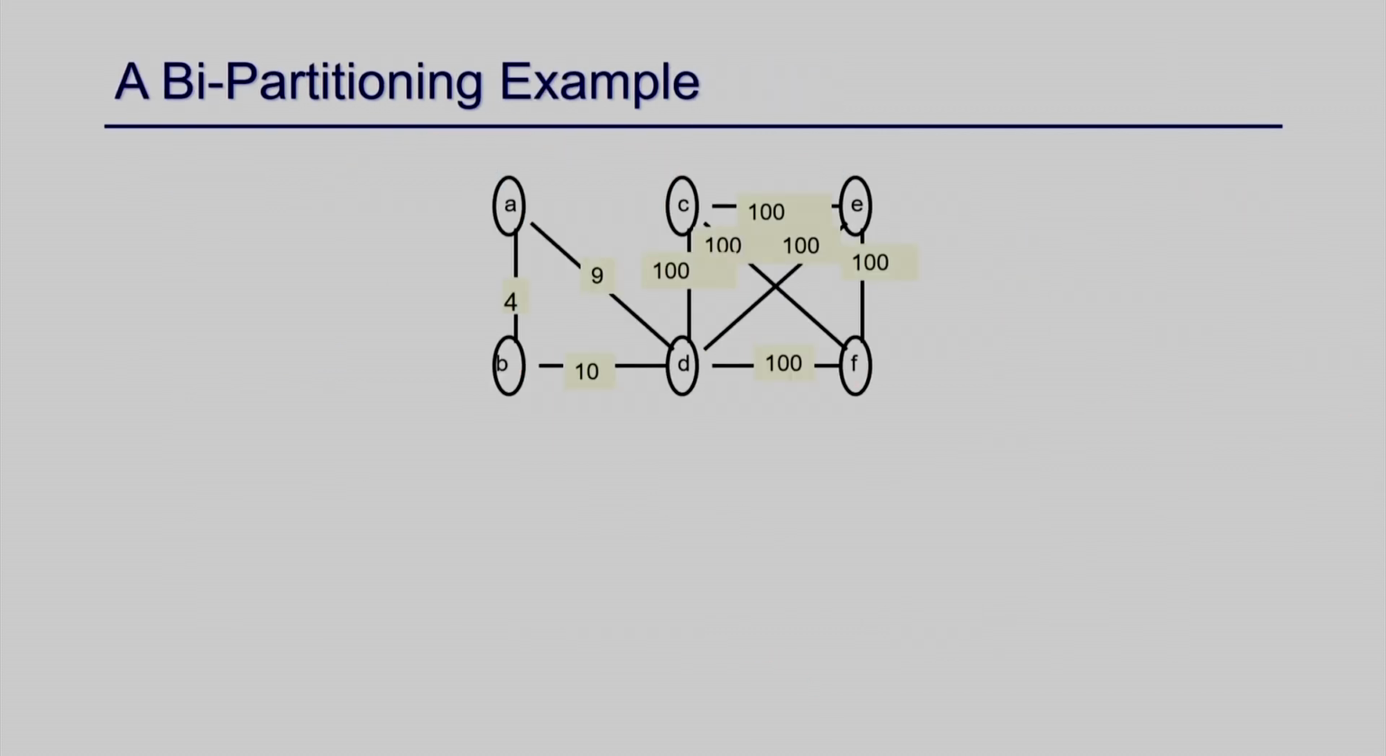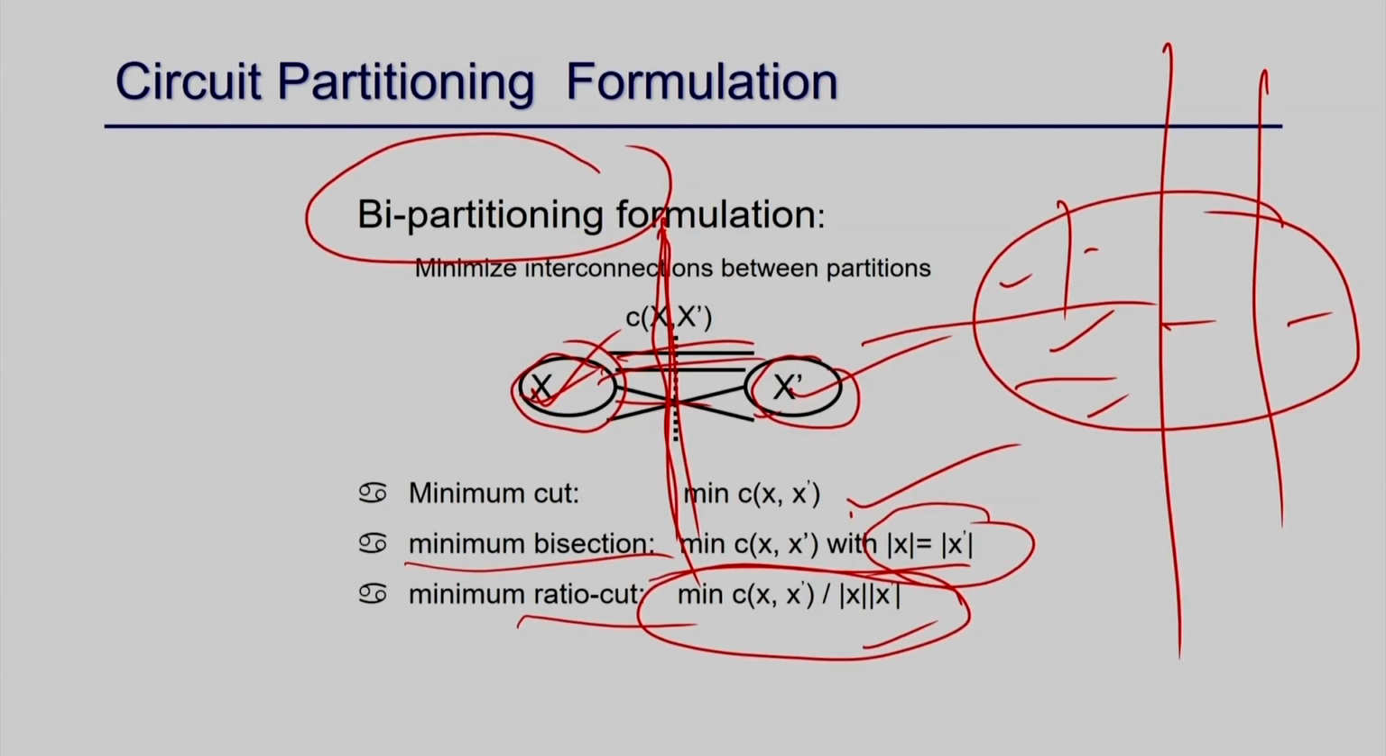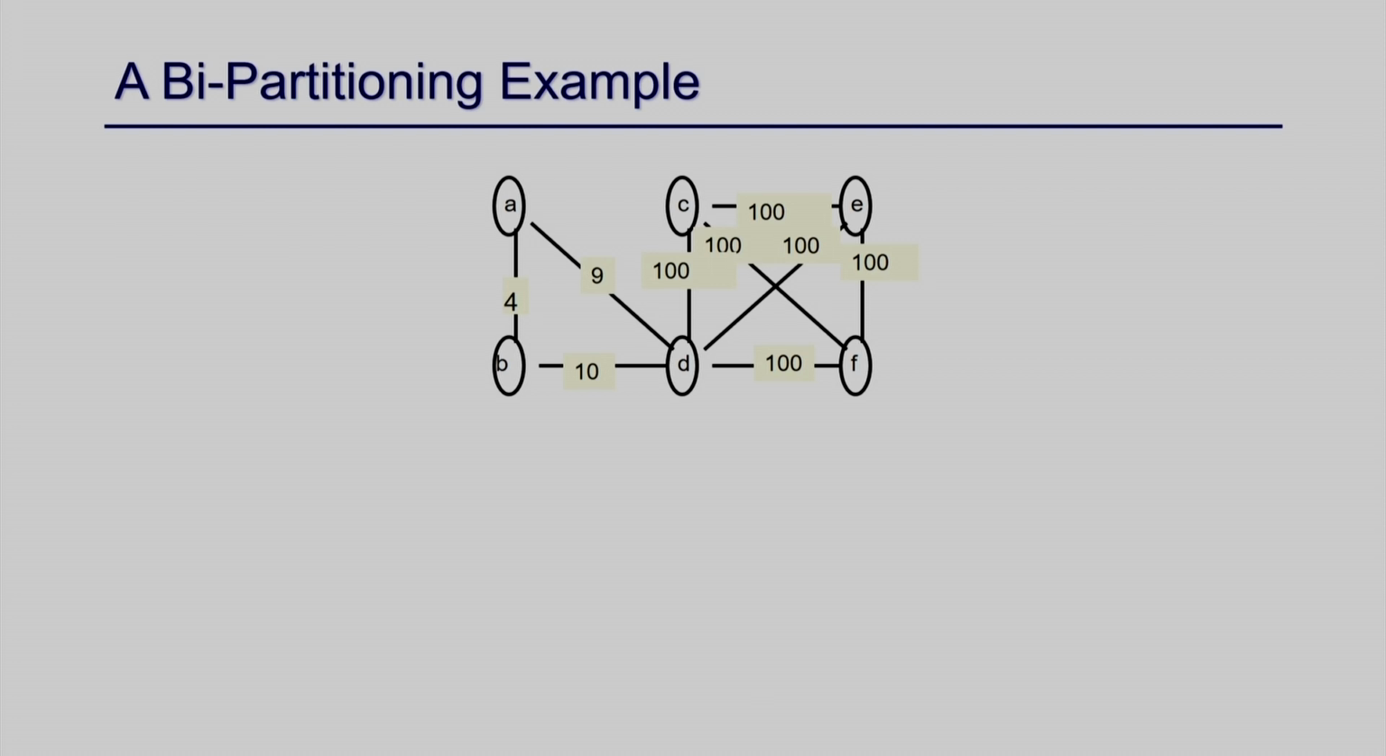Okay. So, as I mentioned, the formulation is that I want to find a cut between two partitions such that either it will be a minimum cut, where the number of crossings is less, or an exact bisection, where both components have an equal number of elements with a minimum number of cuts, or I can have a minimum cut ratio. So, here is an example. Suppose this is my graph where this 4 means the number of edges between this and this is 4. There may be more edges, I just pick the count. This 100 means the number of interconnections between D and F is 100.